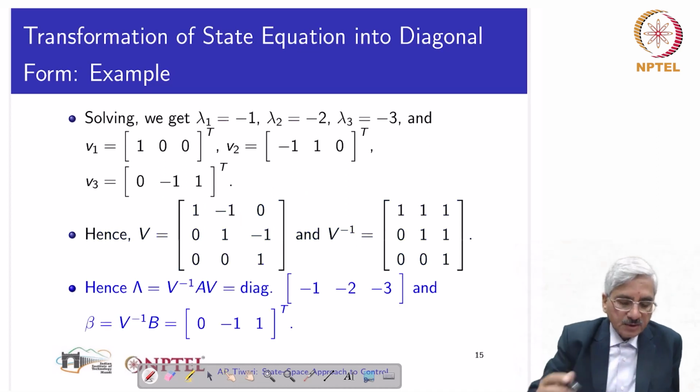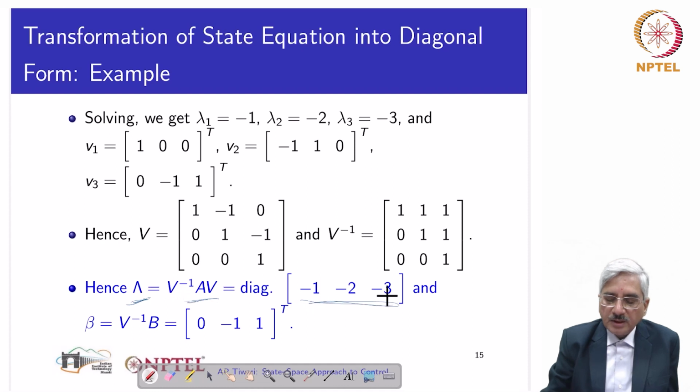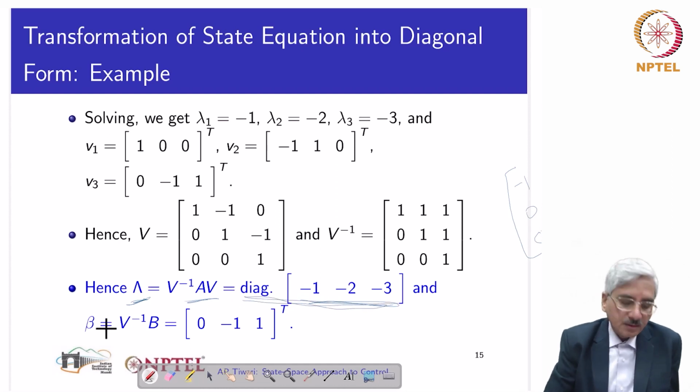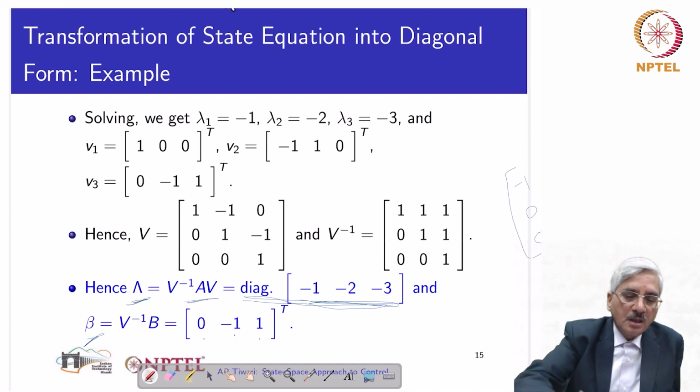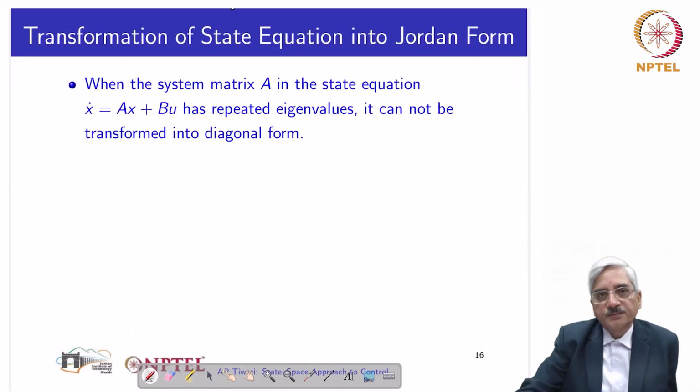And of course the matrix lambda, the diagonal matrix, will be V inverse AV, which will be minus 1, minus 2, minus 3 on the diagonal, and all the rest of the elements 0, like this. This is the short representation for this. And the beta matrix, when the system has been diagonalized, will be the column 0, minus 1, 1. So this is what we obtain after diagonalization.